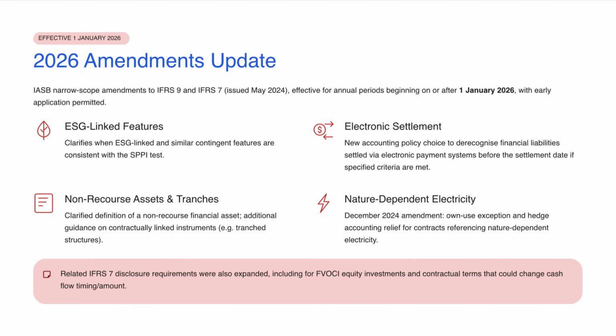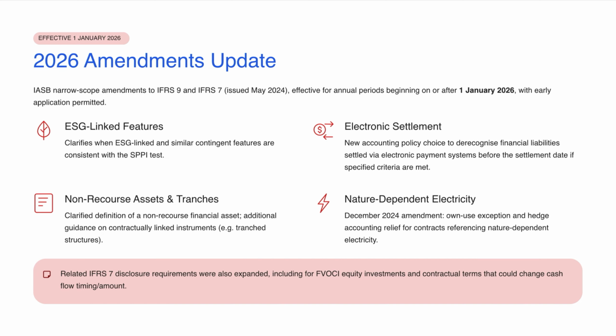There is also an important update for 2026. Narrow scope amendments to IFRS 9 and IFRS 7 were issued by the IASB in May 2024 and are effective for annual periods beginning on or after 1st of January 2026, with early application permitted. One area concerns ESG-linked features. The amendments clarify how certain ESG-linked and similar contingent features are assessed under the SPPI requirements.